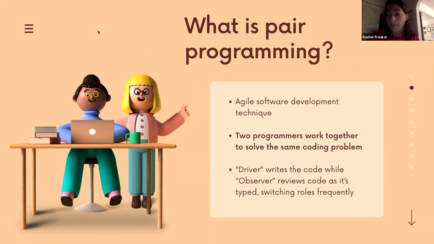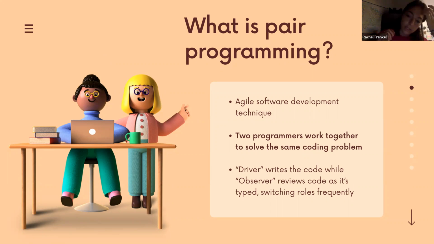But it's part of agile methodology. And the basic idea is that it's two people who are working together to solve the same problem. So you're both working on the same ticket, some coding issue, and you're just working as a pair. And in general, within this pair, you have a driver, who is the person that's writing the code, and then you have the observer, who's the person that is reviewing the code.